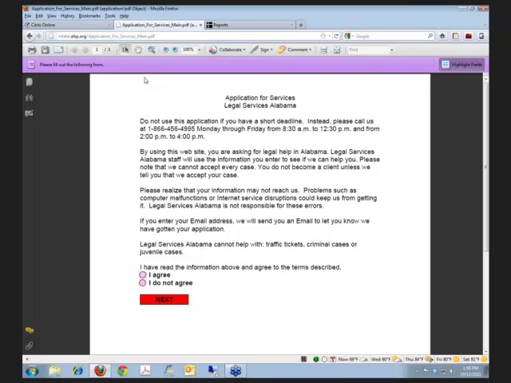So William, we see your screen. If you point your browser to intake.alsp.org, the first page you should get is what I call the terms and conditions, the T's and C's.